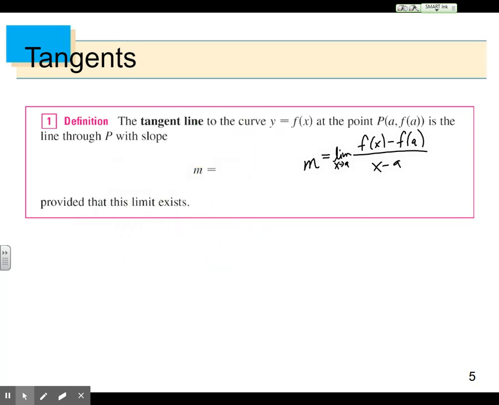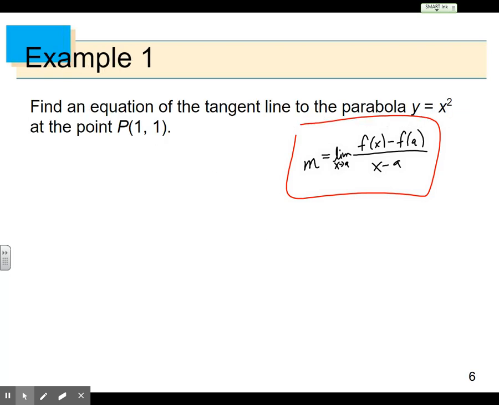So much so that it fills in the blank right here on this slide. The tangent line to the curve y equals f of x at the point P(a, f of a) is the line through P with this slope. So we're getting to use this same slope, provided that the limit exists. So let's see how this helps me.